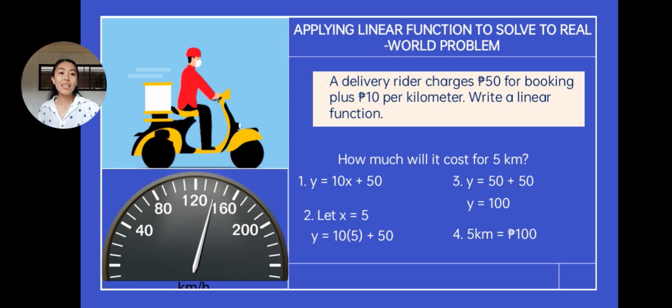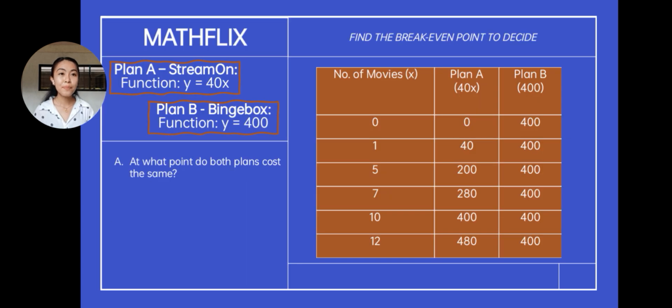Alright. Now, let's proceed to finding the break-even point to decide. This is now the time where we are given two options and we have to decide which is better. But this time we no longer have to use tables just like in our example a while back. Here, the break-even point we're talking about is the value of x wherein both plans have the same amount to pay. Just like in our example a while back.